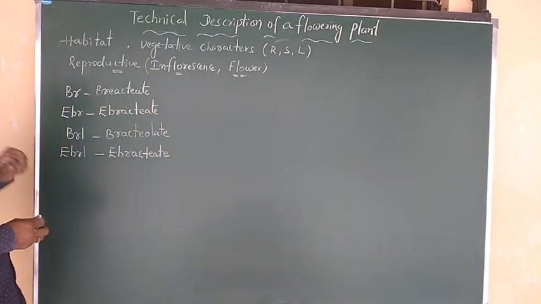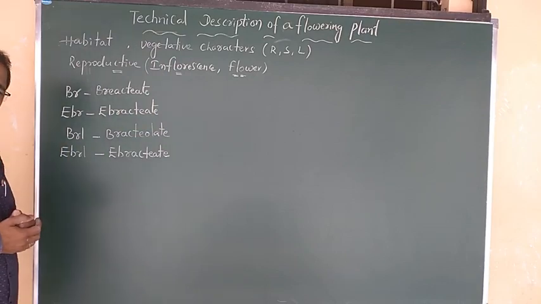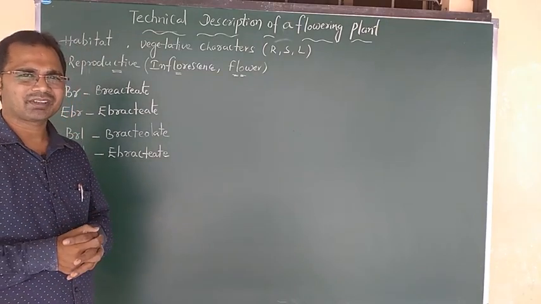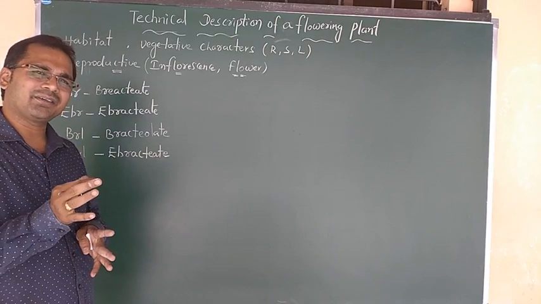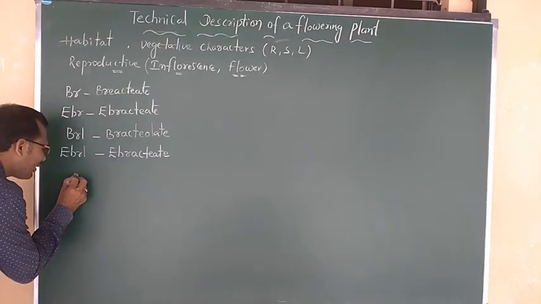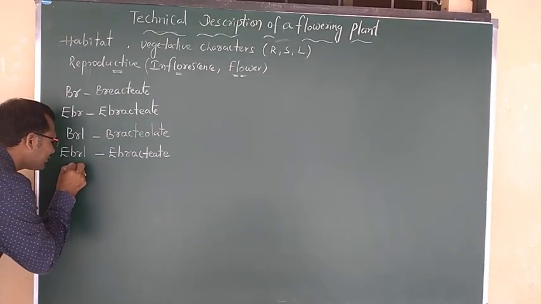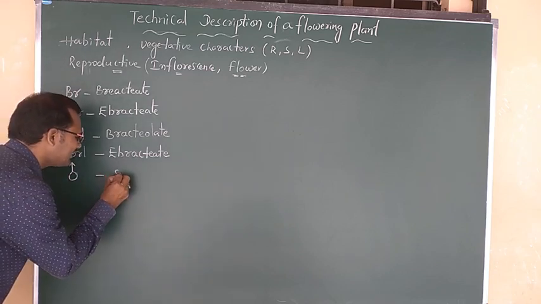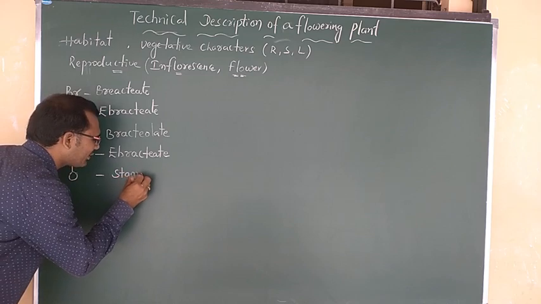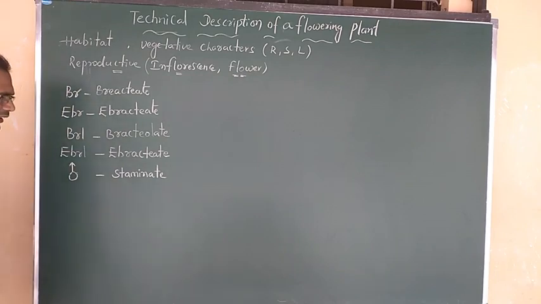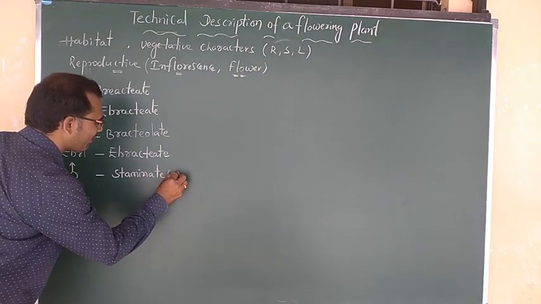Completed. After that, we take whether the flower is unisexual or bisexual. Unisexual means only the male part is present, or only the female part is present. In that case, a symbol like this, an arrow mark, indicates male. That's why this flower we call a staminate flower, that is a male flower.